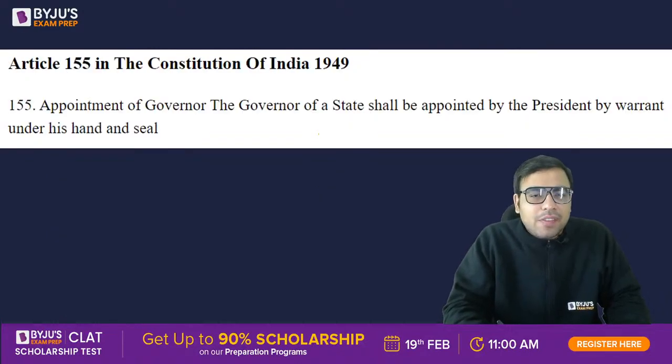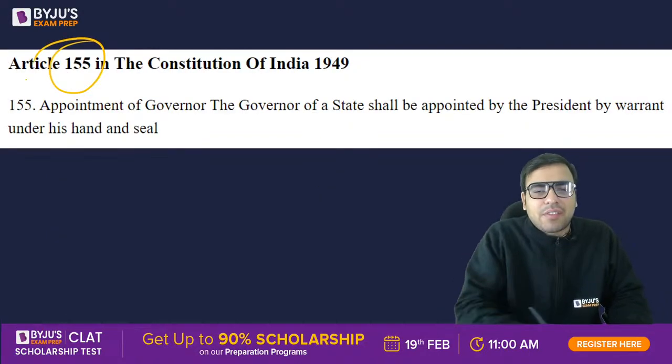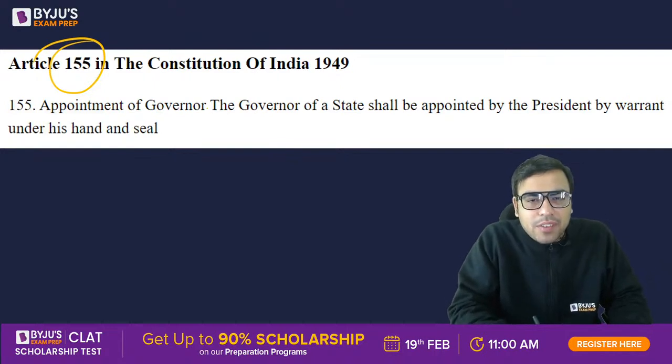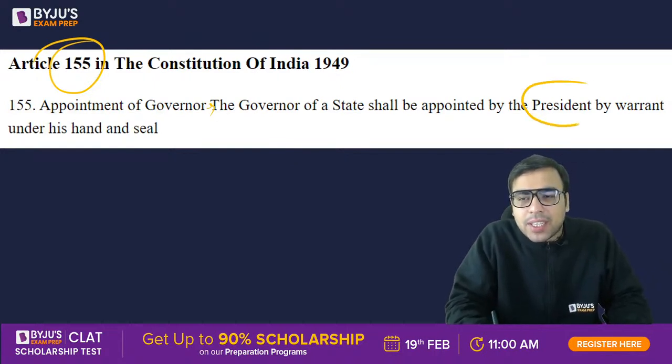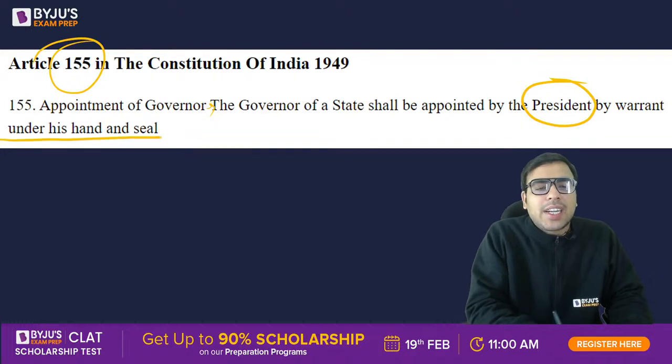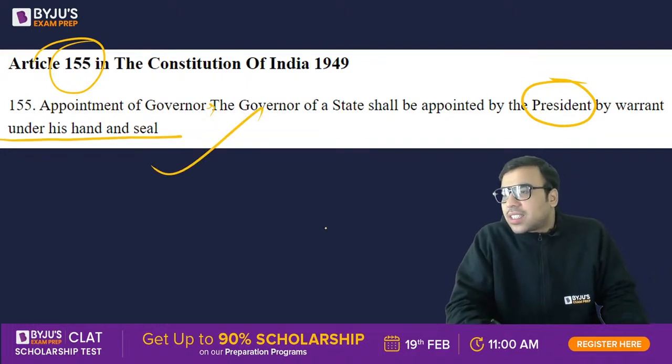So it is the President of India. If you read Article 155, it clearly states appointment of governors. The governor of a state shall be appointed by the President by warrant under his hand and seal. Yes, the right answer is C.